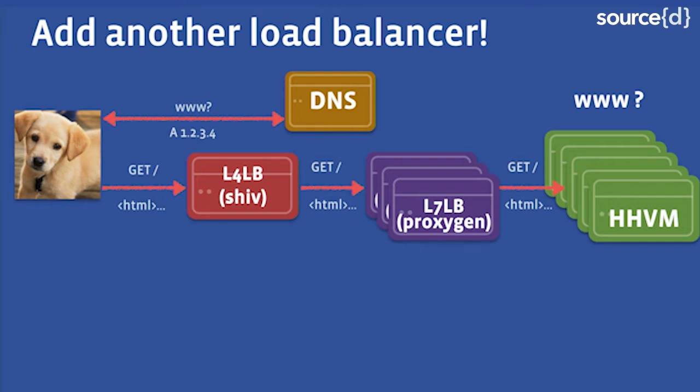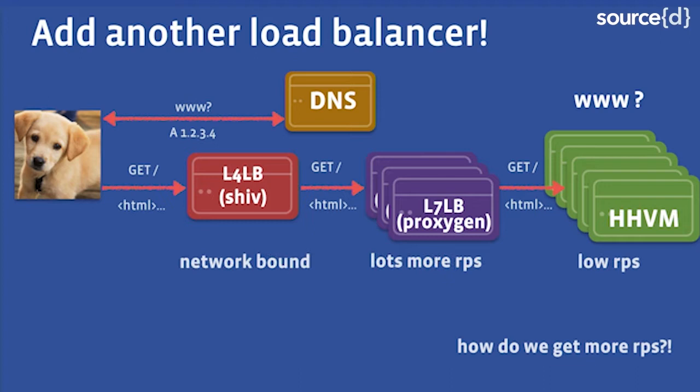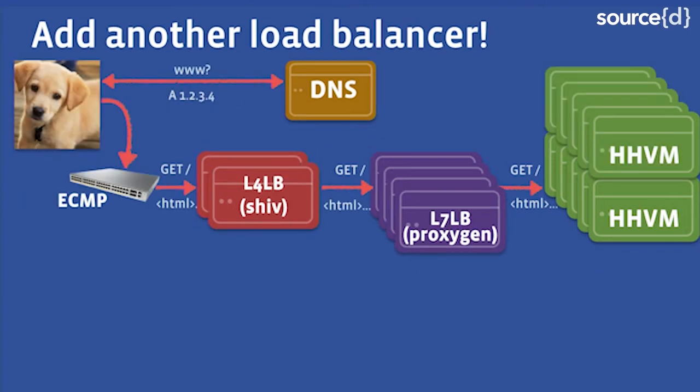So how do we deal with this? And yeah, I'm telling you, it's load balancers all the way down. So this is, I promise, the final layer of load balancing inside a cluster. We do ECMP from our actual cluster routers to Shiv. So this is on layer 3. It's equal cost multipath. Just send it to one of them. They all have the same IP address. Send it to one. So we can then horizontally scale this out. If we need more network capacity, add more Shivs, which talk to more Proxygens, which talk to more HHVMs.